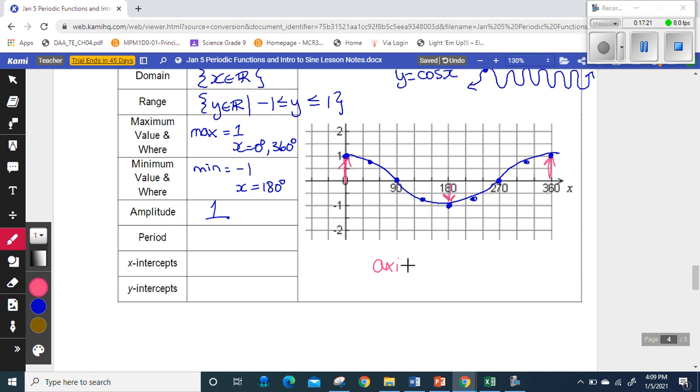Notice, I forgot the axis of symmetry. Axis of equilibrium. So the middle line is that y is equal to 0. So there's my axis here.